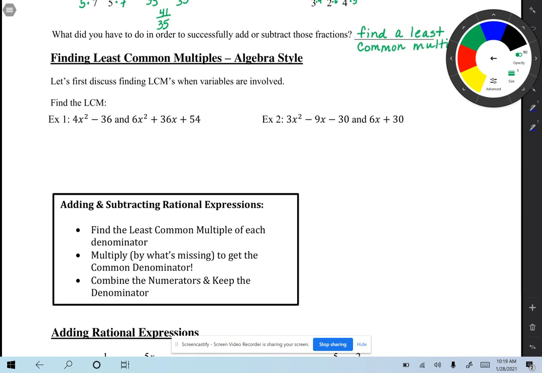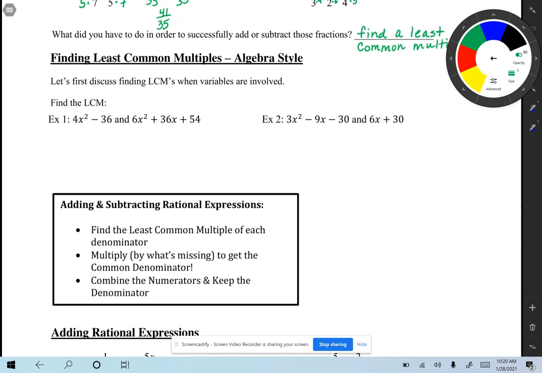When variables are involved, what do you do? So in example number 1, you have no fractions here. Right now we're just figuring out how to find the least common multiples. To find the least common multiples, you want to factor all the expressions if they are not factored. In example number 1, neither of those expressions is factored.